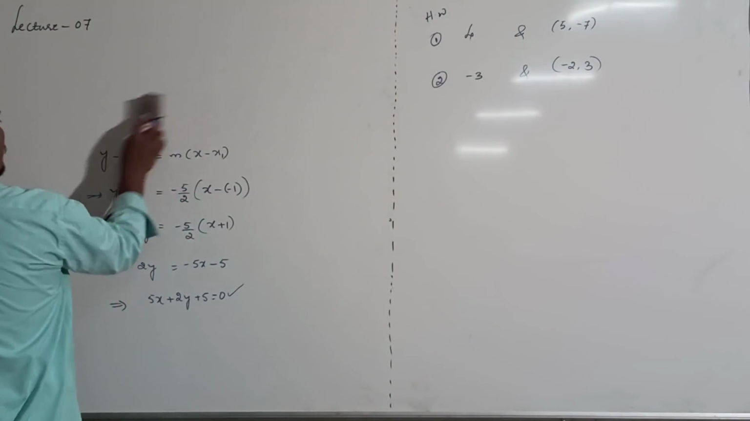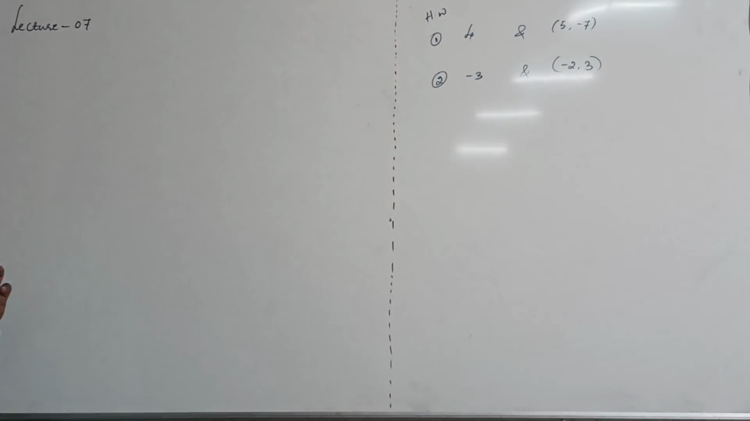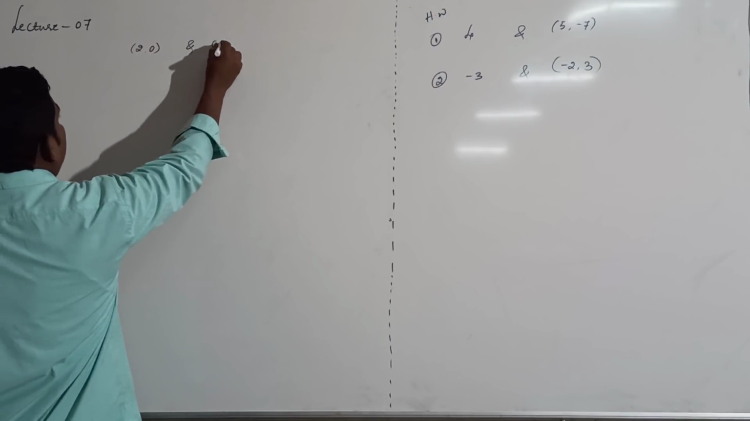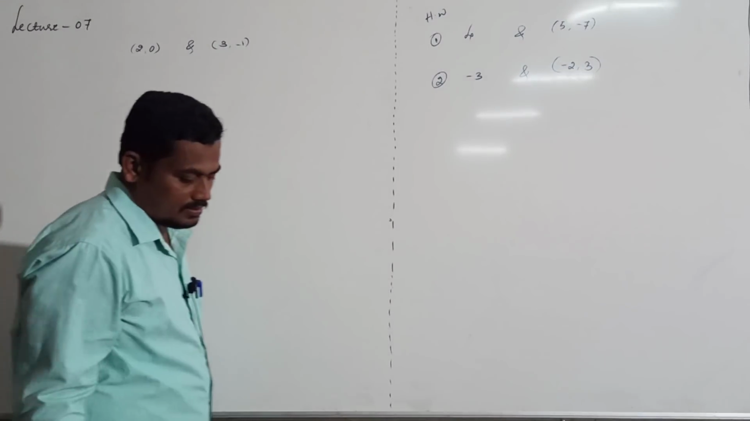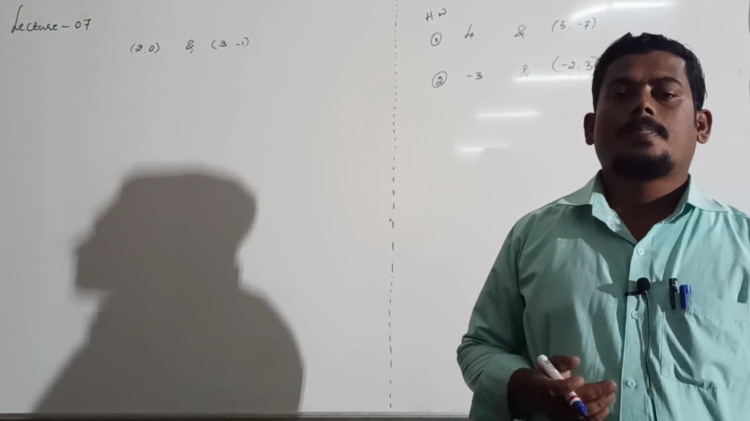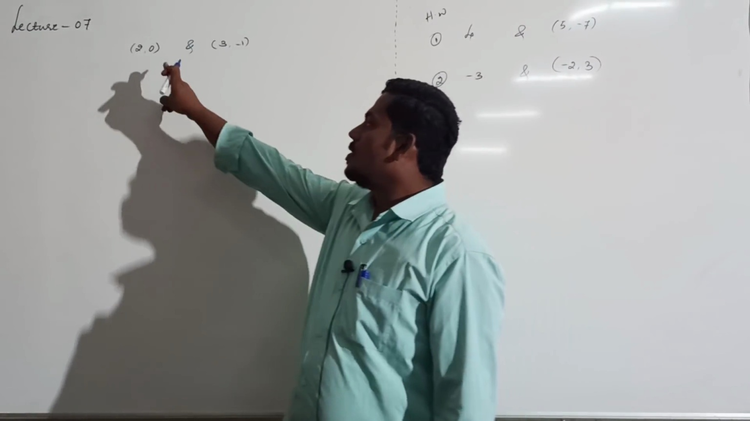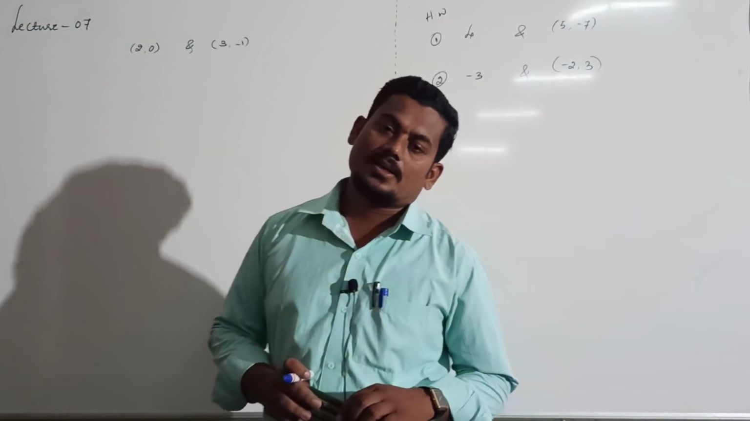Next, find the equation of the line passing through the points. Find the equation of the line passing through the points (2, 0) and (3, -1), right? Once again, question: find the equation of the line passing through the points (2, 0) and (3, -1).